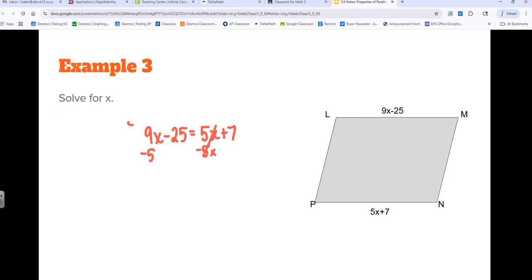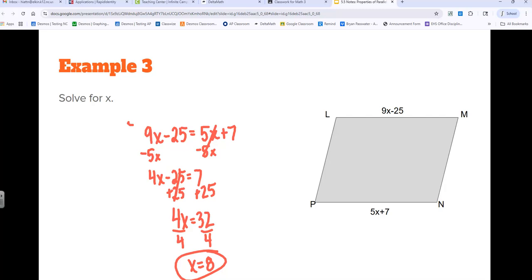Good. Okay. Beautiful. So we'll get 4x equals 32, and our last step, divide by 4. So x would equal 8. And this one only asks us for x, so that would be our answer. If we needed the length of the side, we'd have to plug it back in.